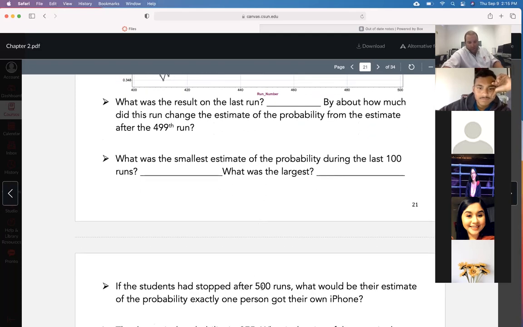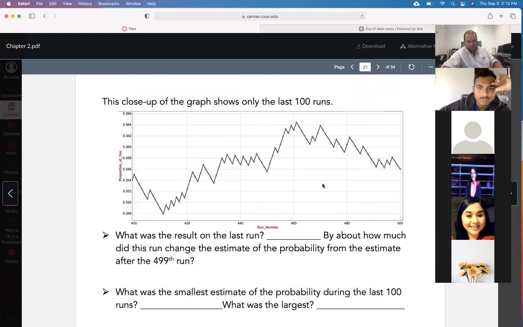Now, if I had gone all the way to 500, what would my estimate be of the probability that exactly one person got their own phone?